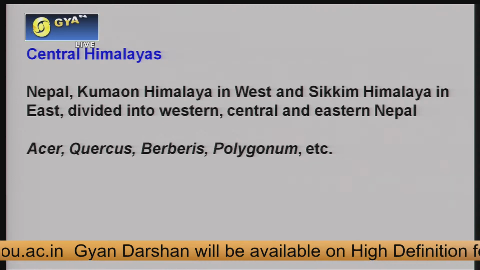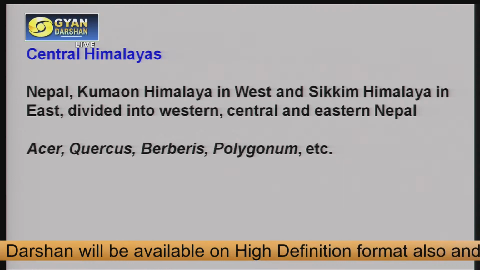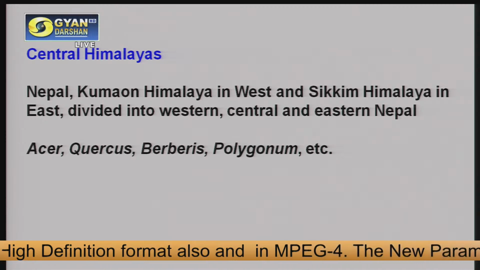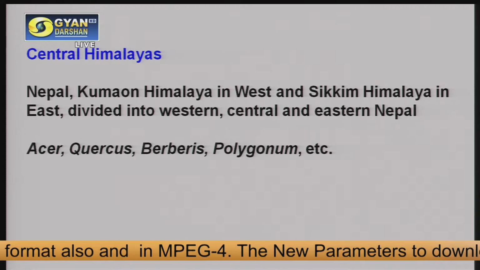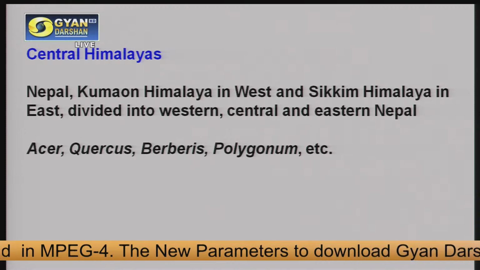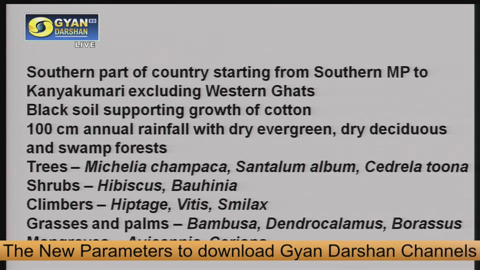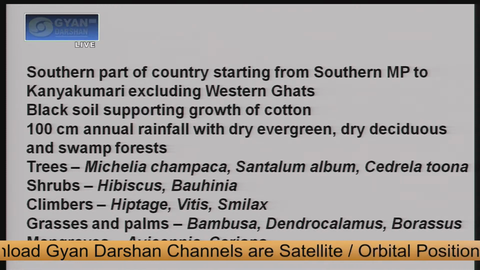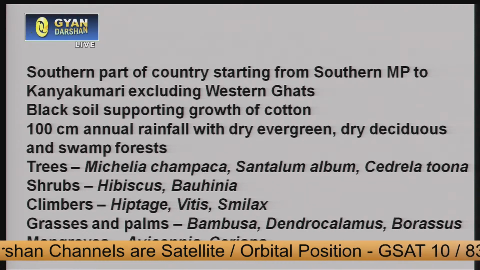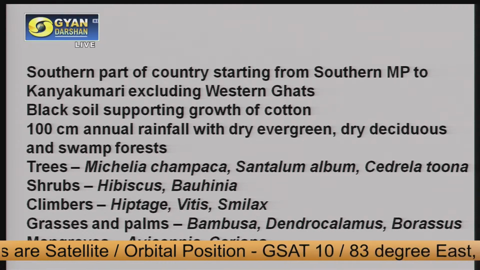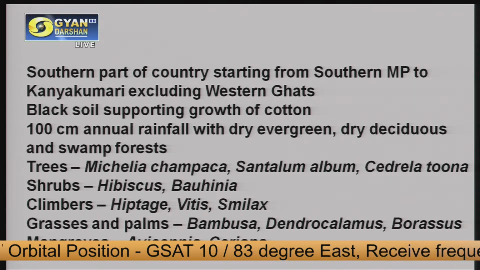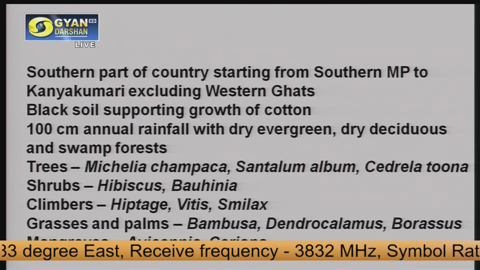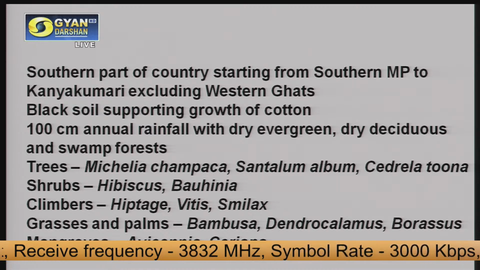Next, you have the central Himalayas, Nepal, Kumaun Himalaya in west, Sikkim Himalaya in east, divided into western, central and eastern Nepal. Like you have the Acer, Quercus, Barbaris, Polygonum, etc. Deccan, that is the southern part of the country, starting from southern Madhya Pradesh to Kanyakumari, excluding Western Ghats. So here you have one of the most popular plant species, that is cotton. You have the black soil, which supports the growth of cotton.